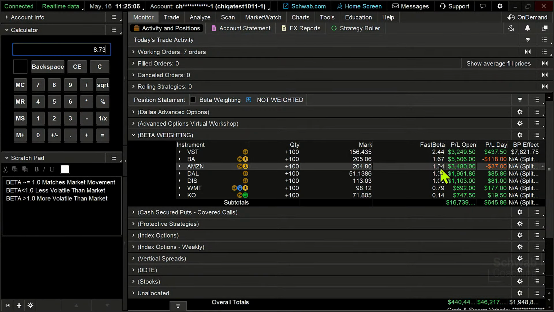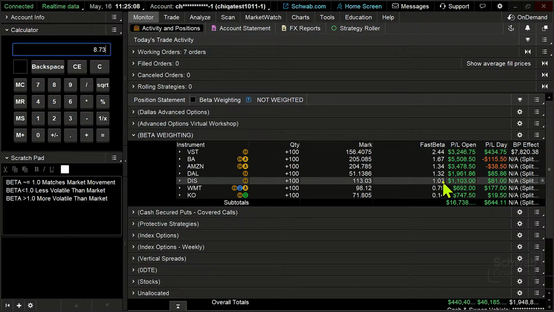And we've got 1, 2, 3, 4, 5, 6, 7 positions. So we're just going to take that 8.73 and divide it by 7. And that's going to give us our average beta or average fast beta for this portfolio. So that's 1.24. So what that says is that this portfolio moves about 24% more volatile than the market as a whole, right? So this is a little more sensitive.